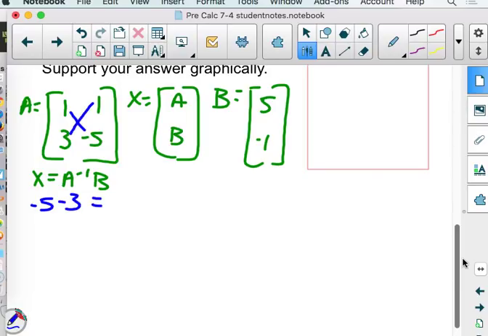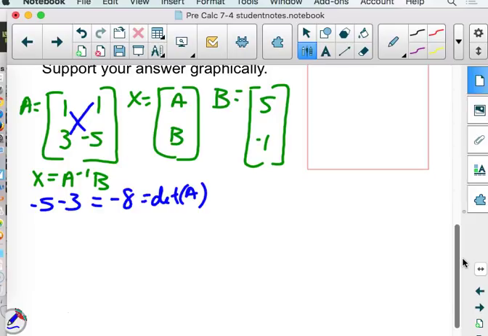So main diagonal 1 times -5 is -5. And then we have our secondary diagonal, which is 1 times 3. So -5 minus 3 gives us -8 for the determinant of matrix A. Now, that doesn't make me happy, but at least it's not a 0.